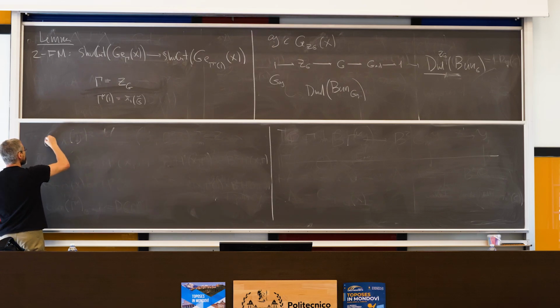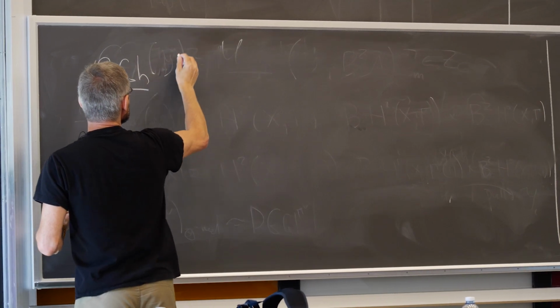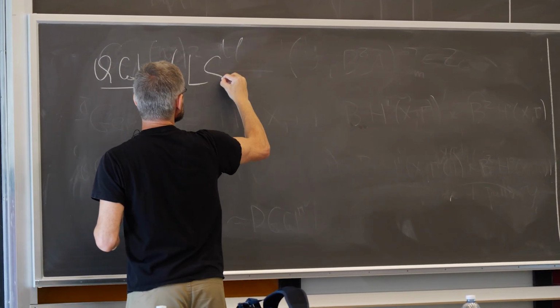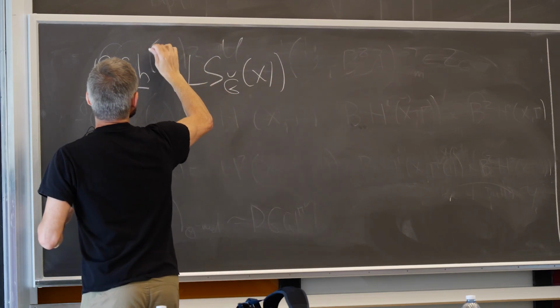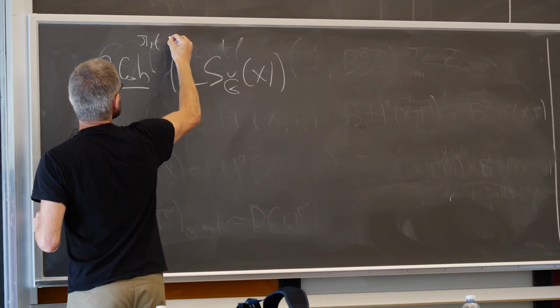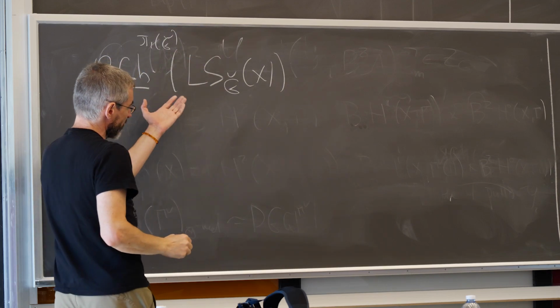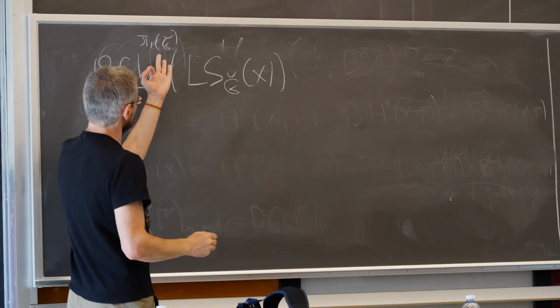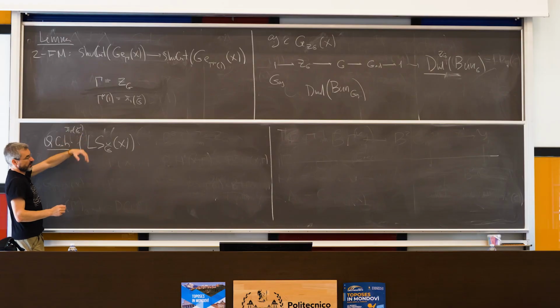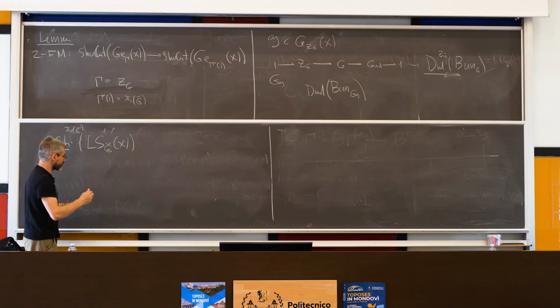I'll denote it QCoh underlined on the space of local systems with respect to G-check on the curve. It will be pi 1 of G-check. So I want to construct this guy. So what does it mean? It means that for every particular gerb with respect to this, I want to construct a category. So here's how I do it.